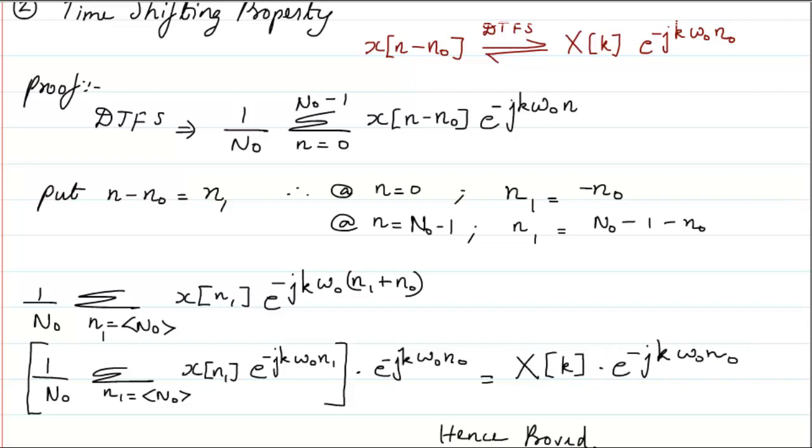Next one. Next is the frequency shifting property, which basically says that if you have a function x of n whose Fourier transform is capital X of k, then if you multiply x of n with a function e raised to power j capital M omega naught n, okay, if you multiply it with such a function, then the DTFS of that would come out to be capital X of k minus the M with which you have actually multiplied x of n. So let us prove this. Its proof is very simple.